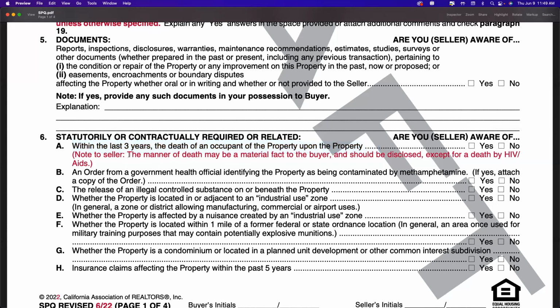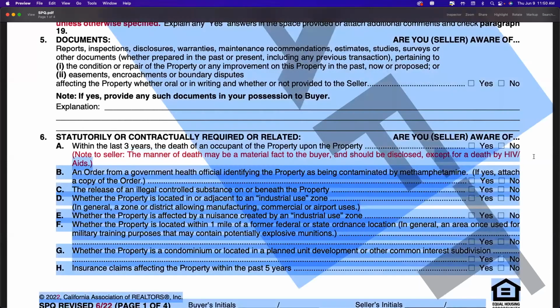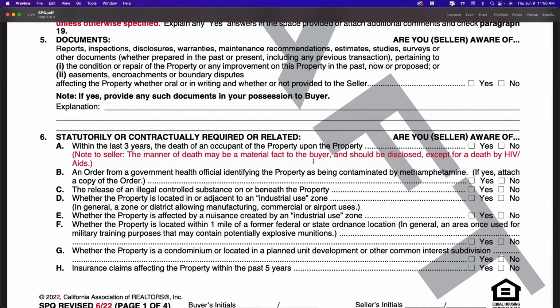Note to seller, the manner of death may be a material fact to buyer and should be disclosed, except for death by HIV or AIDS, right? Because they don't want that to be a discriminatory thing. It never used to say that. The only time we were required to disclose the manner of death is if it was a violent death, meaning somebody was murdered or somebody committed suicide. Those were the only times we were required to disclose it.